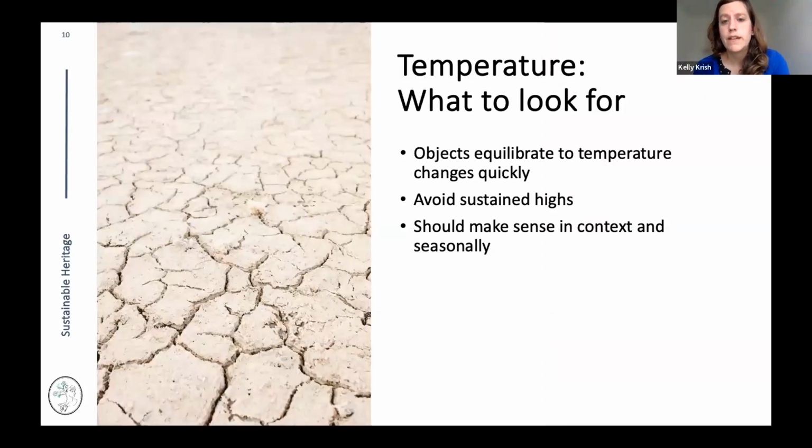So what are we really looking for here? Objects do equilibrate to temperature changes rather quickly. Usually it's a matter of a few hours or so. And so the main goal is to avoid keeping temperatures high for long periods of time. That said, we definitely want to make sure that it makes sense in the context and seasonally. Not everywhere in the country is going to have the same goal for cooling. Probably what is cool in Arizona is not necessarily what you might expect for cool in Wisconsin.